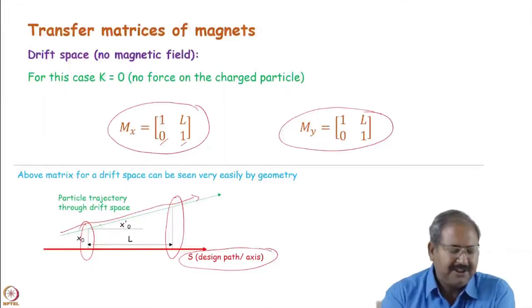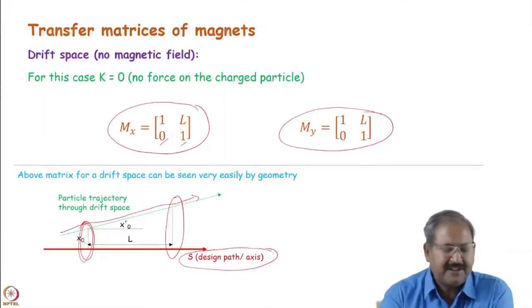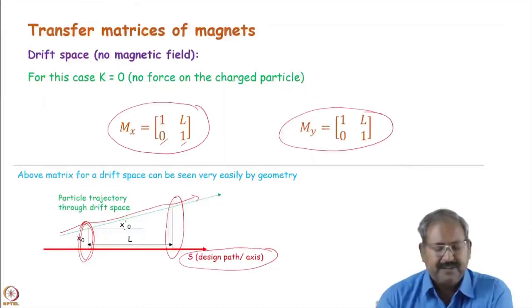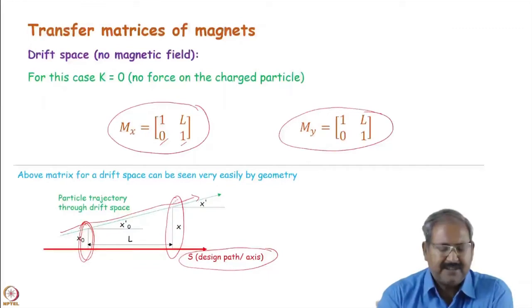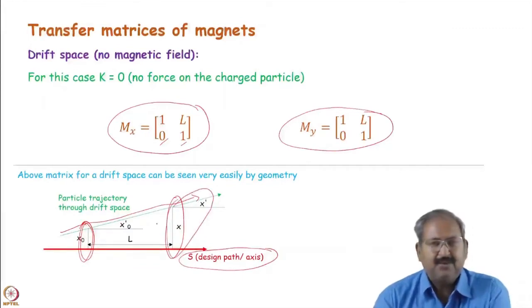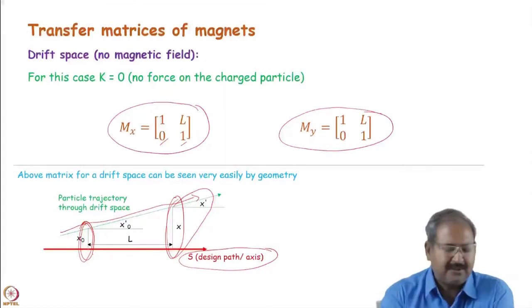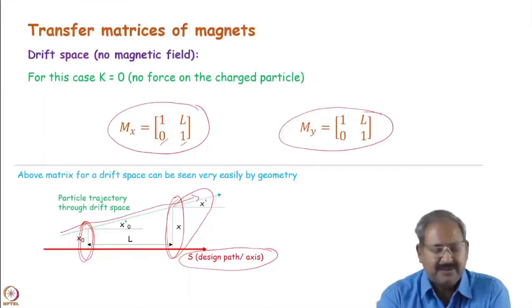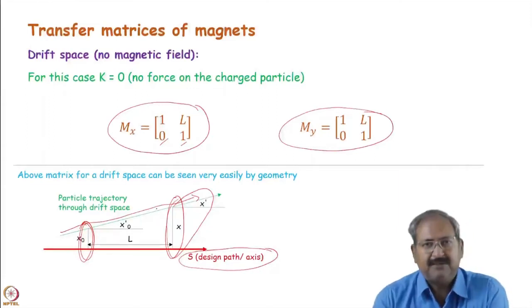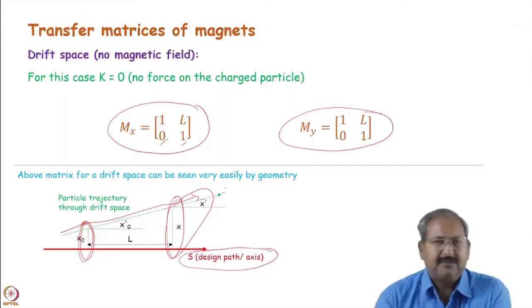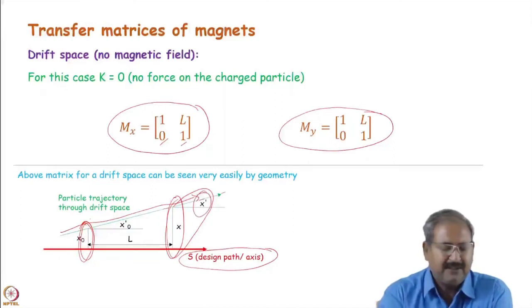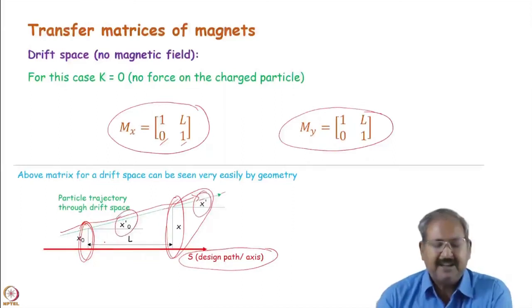So at this initial point, the coordinates are x0, x'0. And the coordinates at the final point are x and x prime. We want x and x prime as a function of x0 and x'0. So you can see, because there is no force, the direction of motion will not change for the particle trajectory. So the trajectory's angle will remain constant throughout the drift space, meaning the final angle will be equal to the initial angle. So x prime should be equal to x'0.